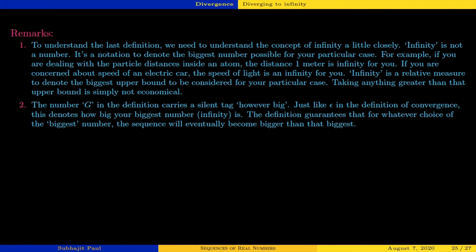The definition guarantees that for whatever choice of the biggest number, G is equal to 1 meter if you are making a device for atomic particle distances. G is equal to say 2000 kilometer per hour if you are making an electric car. G is equal to 100 grams if you are making a weighing machine in the jewelry shop. G is equal to 50 kilograms if you are making a weighing machine in the grocery shop. So that is your biggest number, so that whatever choice of the biggest number, the sequence will eventually become bigger than that.